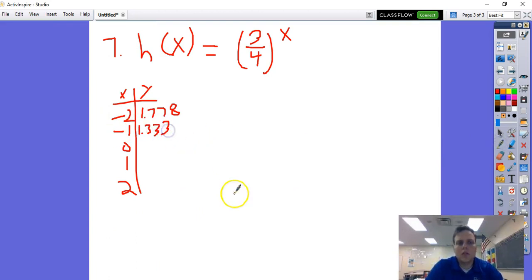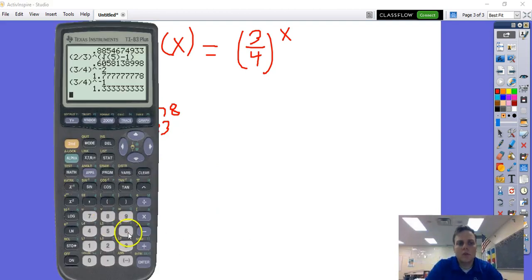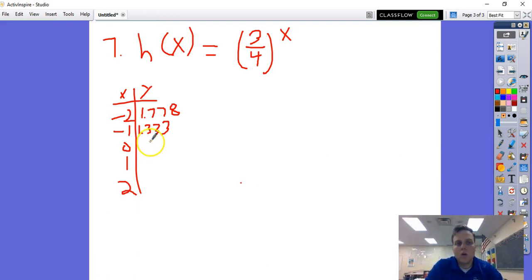Now I'm going to plug in 0. So that's 3 divided by 4. Now you should already know what the answer is going to be, because what is anything raised to the 0 power? You should have just said 1. Anything raised to the 0 power is 1. So we get 1.